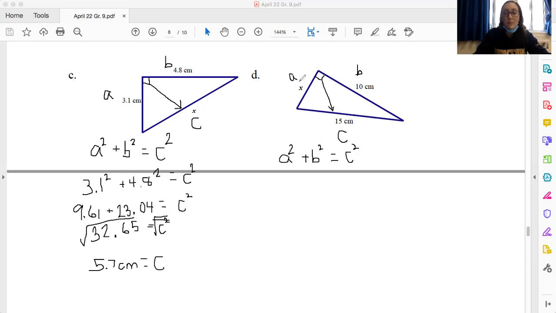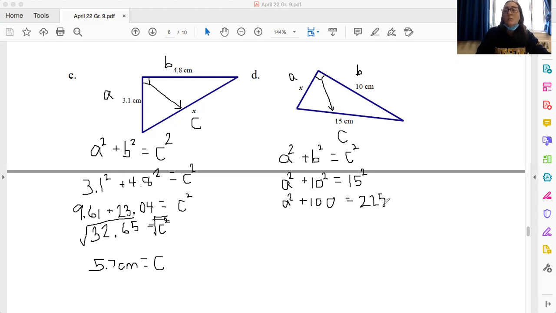Okay, so we know that we don't know A. So A is going to stay like that. B is equal to 10. We're going to put 10 squared here. And C is 15. Okay, so our first job is to do the exponents. So 10 squared becomes 100. Okay. And 15 squared is 225.